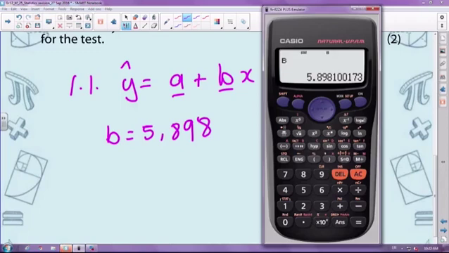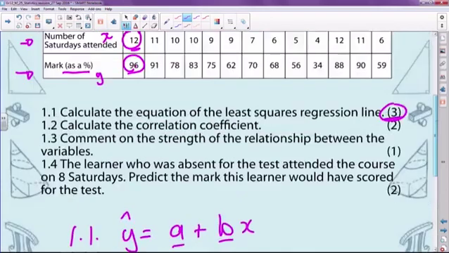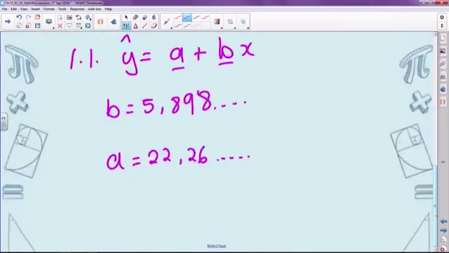I now need to work out the value of A, which is the y-intercept. Once again, clear your screen. You're going to hit Shift 1, which brings up the stat screen again. We're looking at regression, so we press number 5. We've already worked out the value of B. We want the value of A, so we hit 1 and equals, and we get 22,26 with a whole lot of other numbers thereafter. Therefore, the question says, calculate the equation of the least squares regression line.